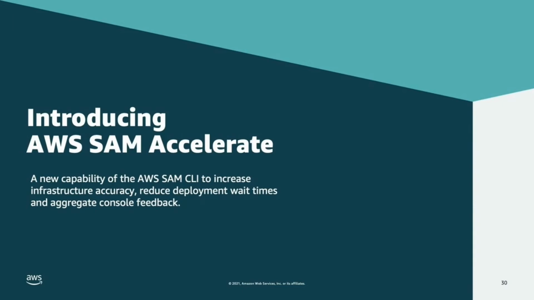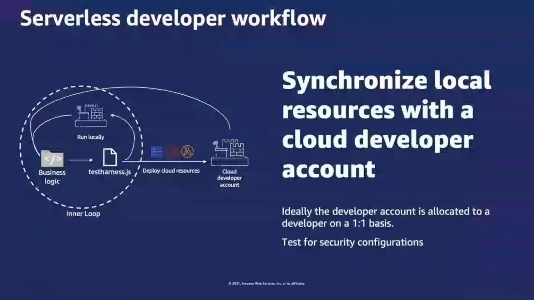AWS SAM Accelerate is a capability of the SAM CLI that was built very recently, and I think it was launched 4 weeks ago, with a goal to fix this specific problem. It increases infrastructure accuracy, it reduces deployment wait time significantly, and it aggregates console feedback. Essentially, what it allows you to do is to synchronize your local resources with a cloud developer account. Ideally, every developer on your team would have their own cloud developer account, so one account per developer. And this is how you can keep an application stack in sync with your local resources.